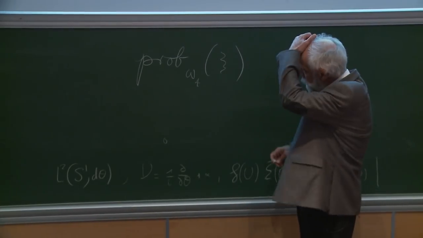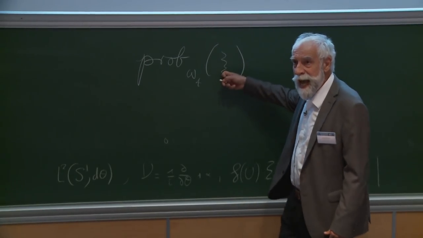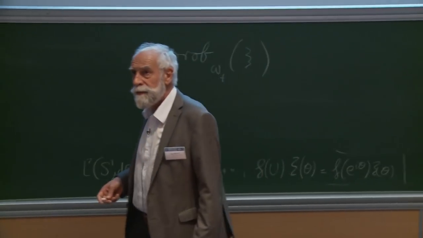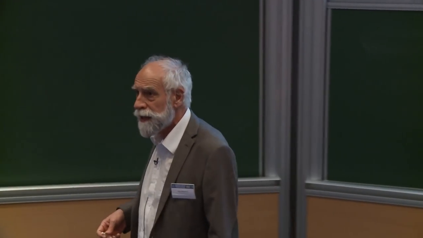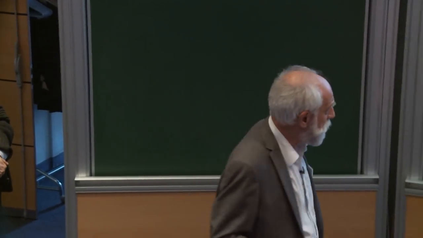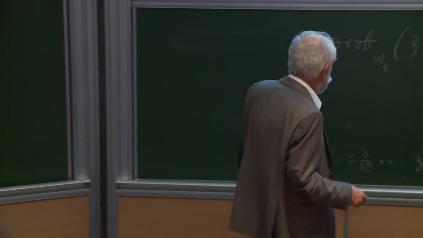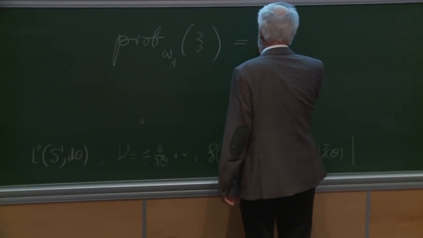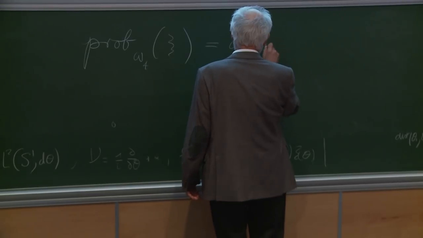The probability of seeing the event Xi happening. Maybe I missed it. What? I didn't remember the omega. Maybe I missed it, but I think that's what was written. So that's simply omega, omega t of pi Xi.